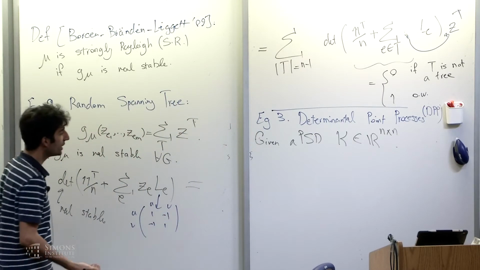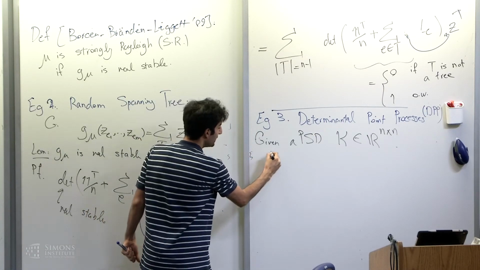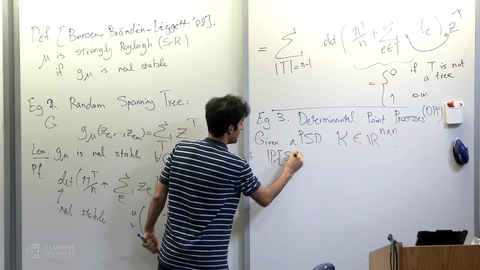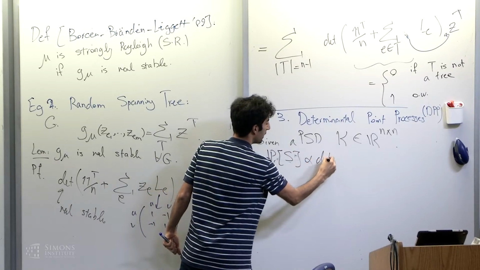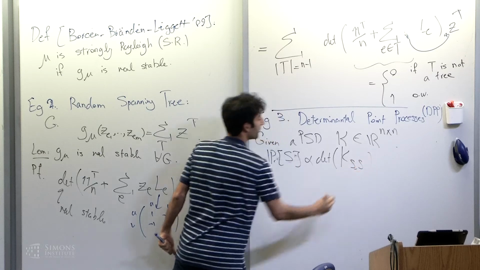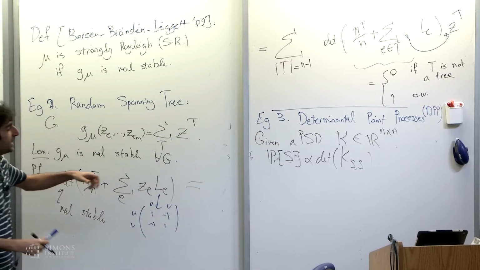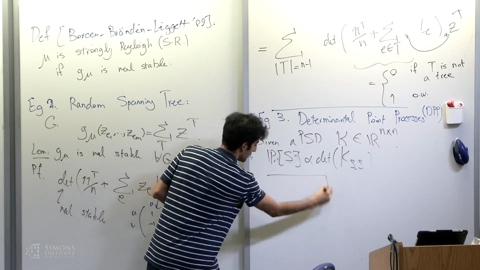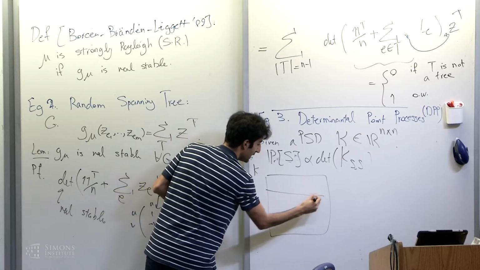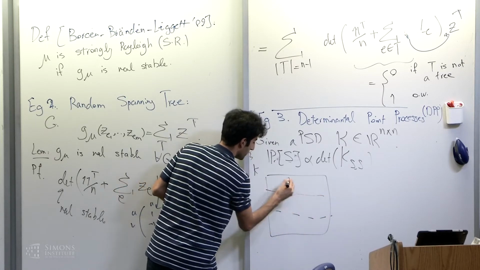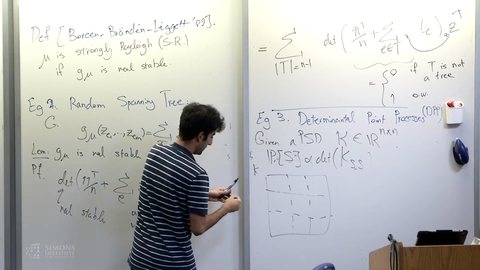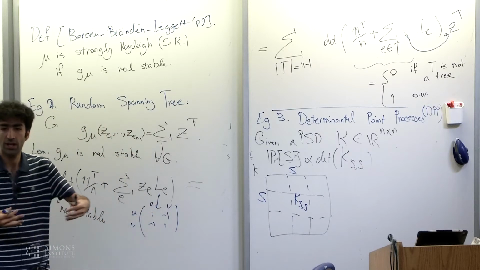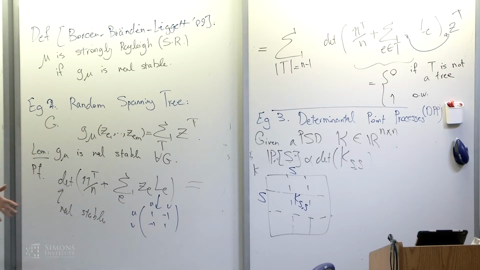I want to define a distribution. So I choose a set S. The probability of S is proportional to the determinant of K of S comma S. So what is K of S comma S? Let me write it right here. So if this is K, this is S, this is S, this is K of S comma S. It's simply the submatrix you get by rows and columns indexed in S.